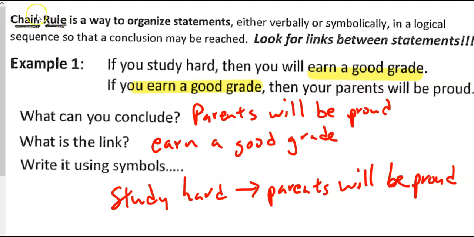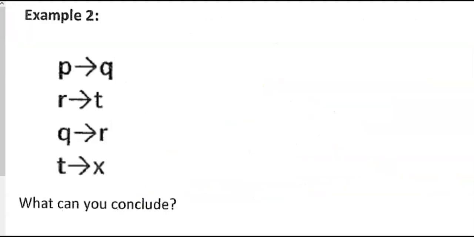Again, this is an example of what we call the chain rule. We can do this also with symbols, okay? So we have a lot of conditional statements here. We have 4 of them. And in the end, we should be able to say one hypothesis implies something.